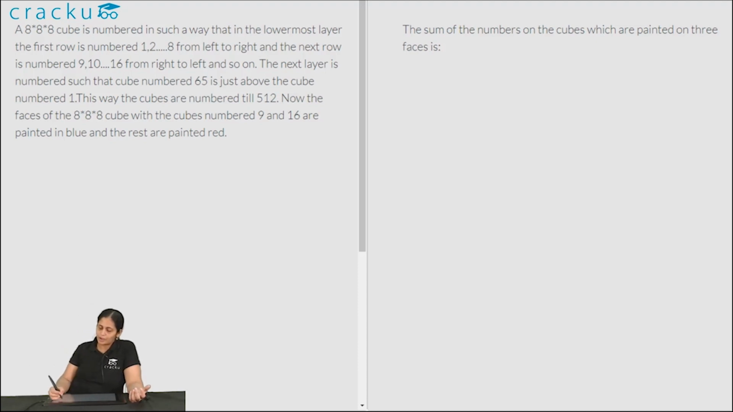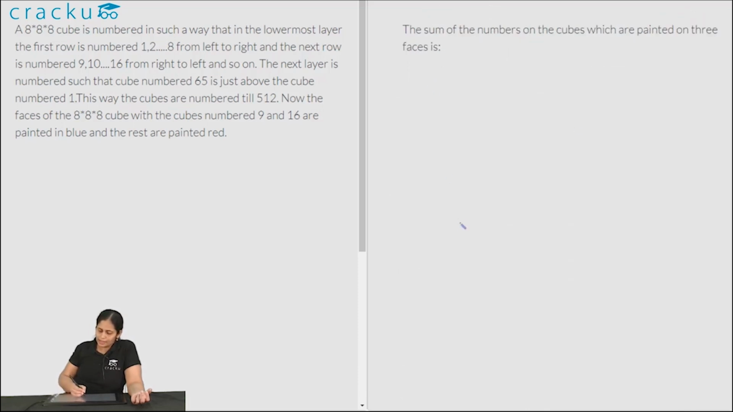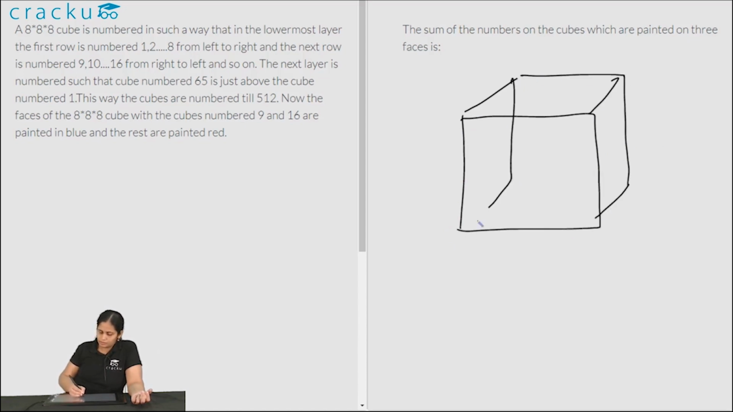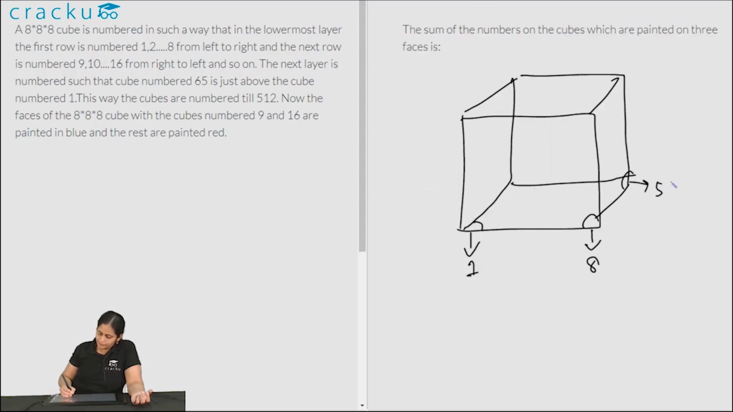So 4 corners I already know, so consider this. So I know one corner is 1, 8, 64 and 57, so I know 4 corners already. So 4 corners I have at the bottom are, so if I consider this cube again, what is this corner? This corner is 1. What is this corner? This corner is 8. What is this corner? This corner is 57 and the last is 64. So this corner is 57 and this corner is 64.